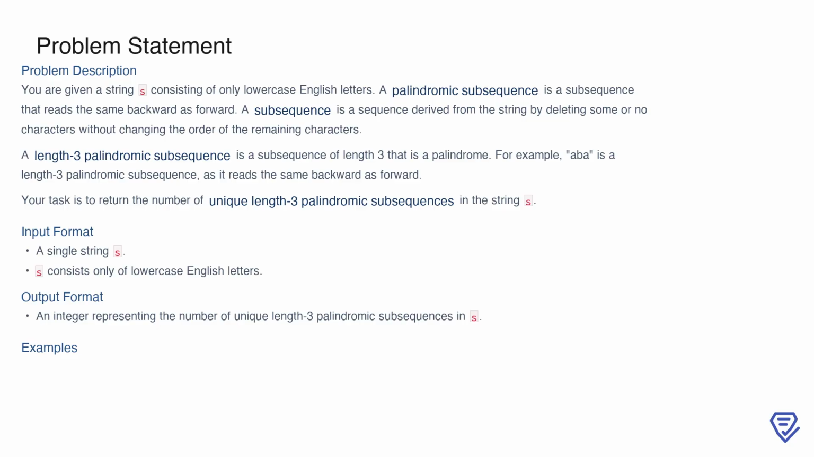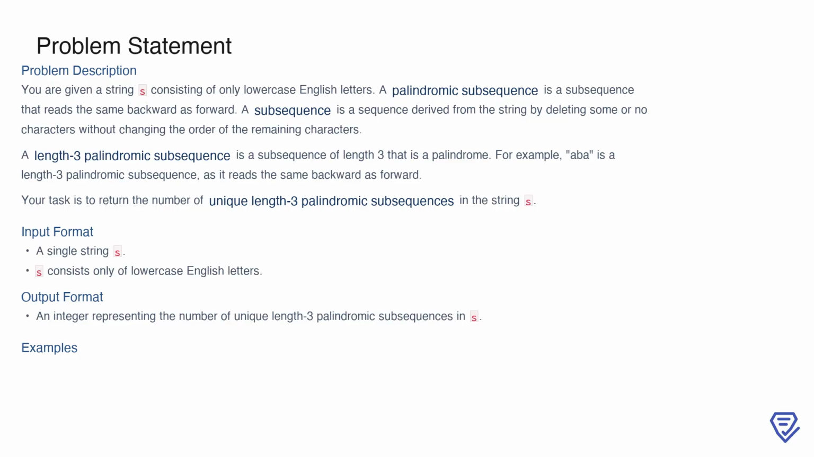Now, a palindromic subsequence is a sequence that reads the same forward and backward. Importantly, a subsequence is formed by deleting some or no characters from the string while maintaining the order of the remaining characters. For instance, ABA is a Length-3 palindromic subsequence because it reads the same in both directions. Your task is to determine how many unique Length-3 palindromic subsequences exist in the input string S.